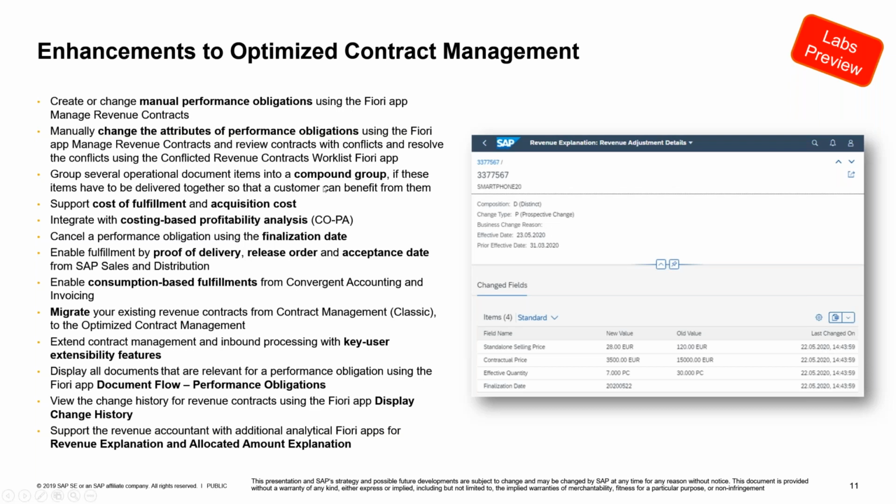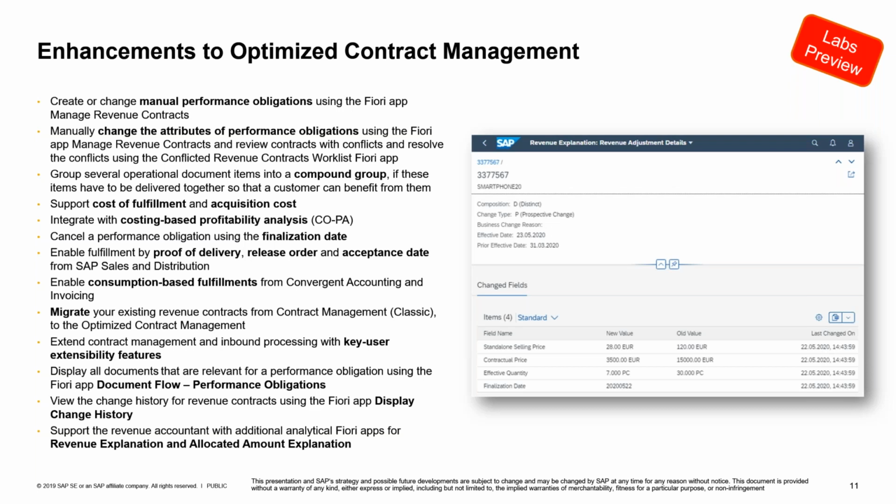Compounds have been enabled, so where you have to group items from the operational systems together. For instance, software sales and maybe a project or POC type fulfillment. You could group this together in a compound group and then steer revenue recognition based on that group.